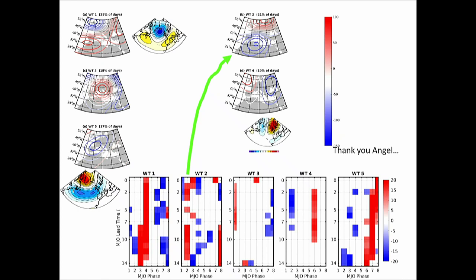The second one: when the MJO is in its phases 3 and 4, we increase the probability of occurrence of weather type 1, which is similar to the positive North Atlantic Oscillation. So it is in line with the findings of Christoph and others. Here, there is something new. In phase 2, we see that this weather type is more frequent compared to the others. And also, it is favorable. It's a weather type that is good for having precipitation over Morocco, because we have here negative anomalies of geopotential height at 500 hPa.